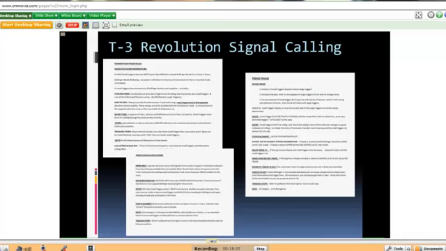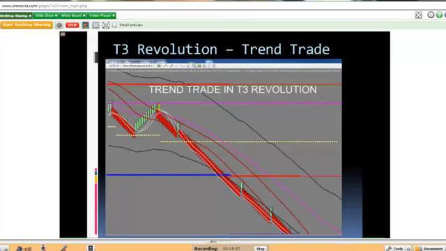So we talked about our T3 revolution and its signal calling. Now, I put these up here. I'm not going to read them, so don't fret. We have 3 signals that are automated in our software. There are 2 trend trades and 1 momentum trade. And I won't go through the rules for you guys. Instead, I'd rather just show you a picture and show you what it looks like.